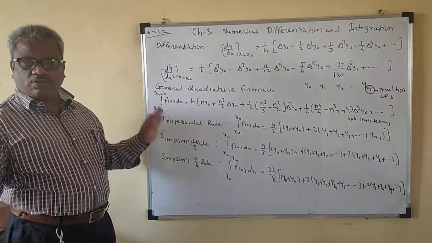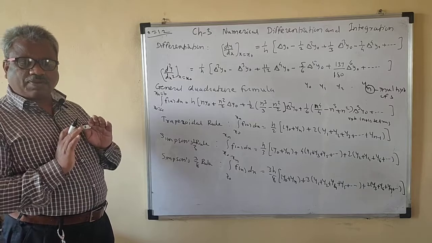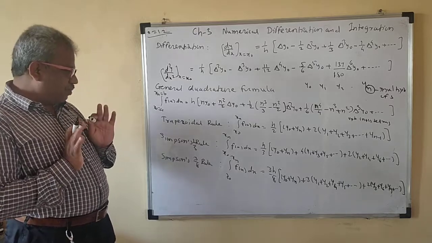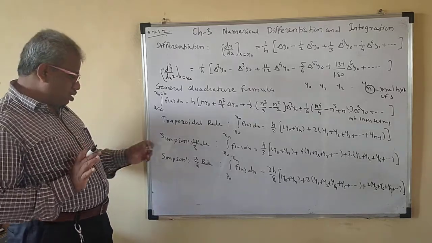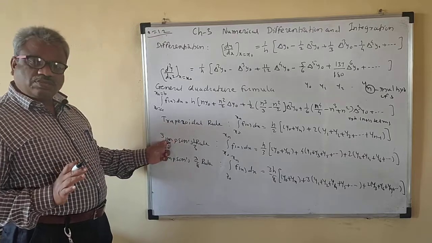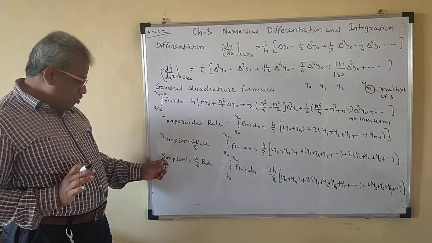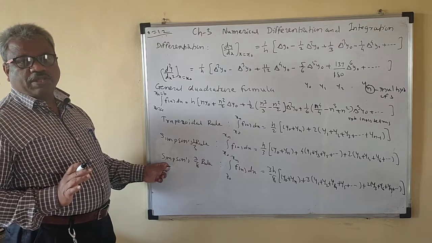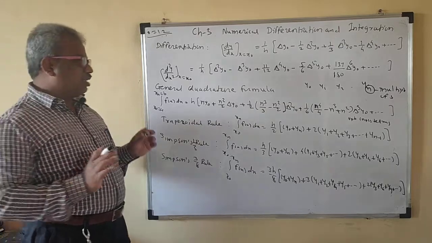For the trapezoid rule, there is no restriction. You can apply the trapezoid rule in any way. No problem for the trapezoid rule. But for Simpson's, there is a condition on n. For Simpson's one-third rule, n should be even. For Simpson's 3/8 rule, n should be a multiple of 3. So note that. These are the conditions.